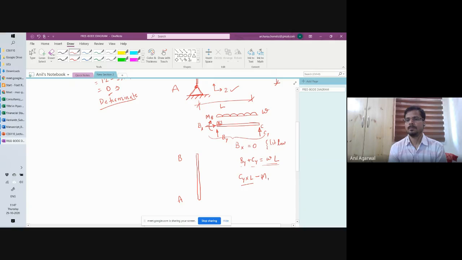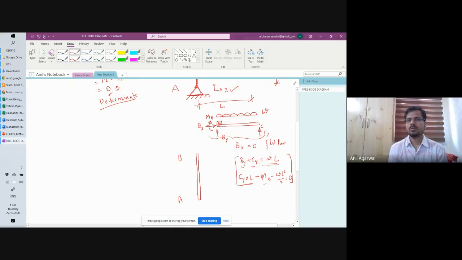So Mb, okay, and what else? Minus wl square by 2. Am I right? wl is the total force acting at l by 2 distance. That is equal to 0. So now what has happened is I had the three unknowns, By, Cy, and Mb, and I've got only two equations. So I cannot solve them entirely here. So we'll have to wait for a minute. We'll just park them. Okay, we'll move forward.